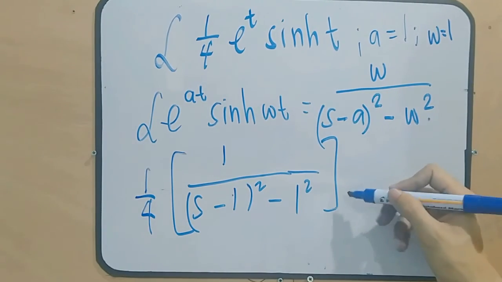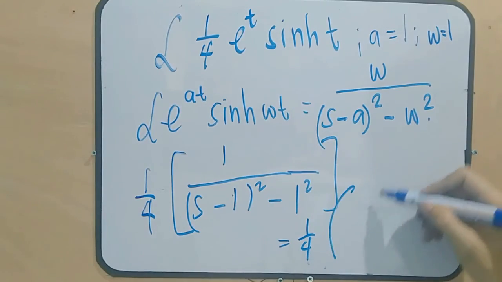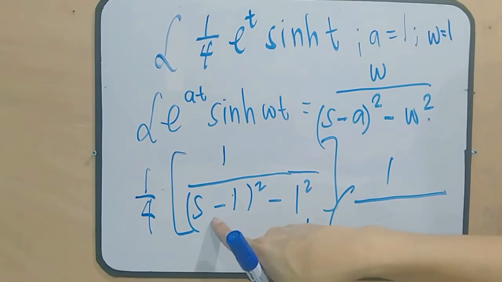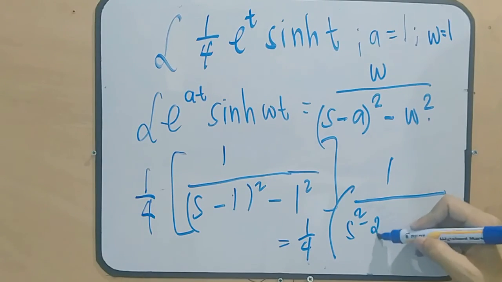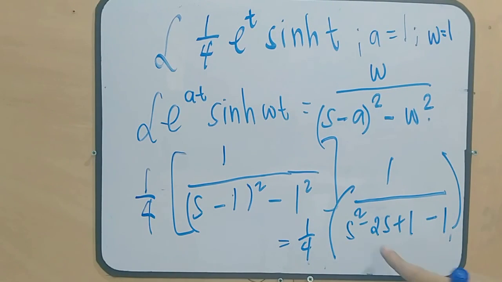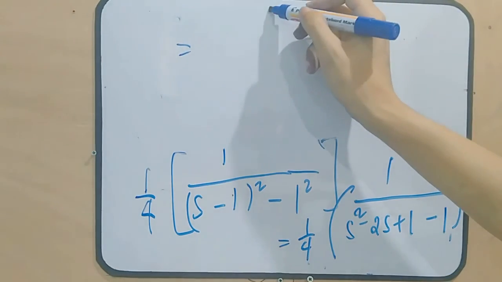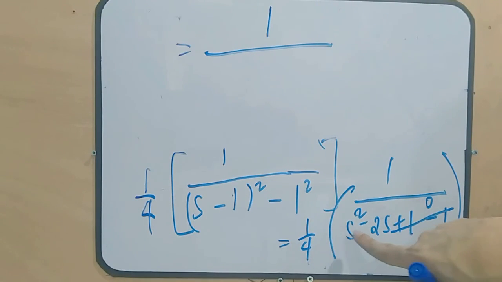So, simplify natin guys, this is just equal to, you have here 1/4 times 1 all over. So, ito guys, expand natin. So, S squared minus 2S plus 1. So, minus 1. So, this is just equal to, we have here S squared minus 2S. So, this is just equal to 1 all over. So, 4 natin, simplify na natin. So, ito guys, cancel na yan, 0. So, 1 minus 1.